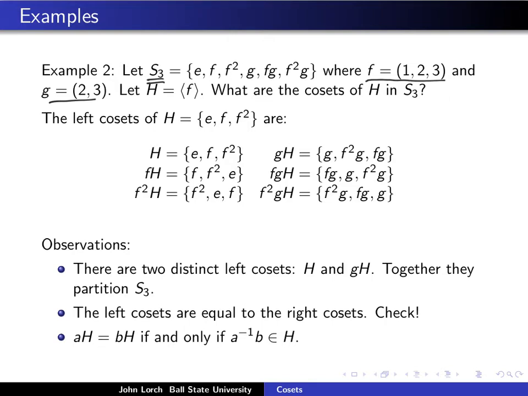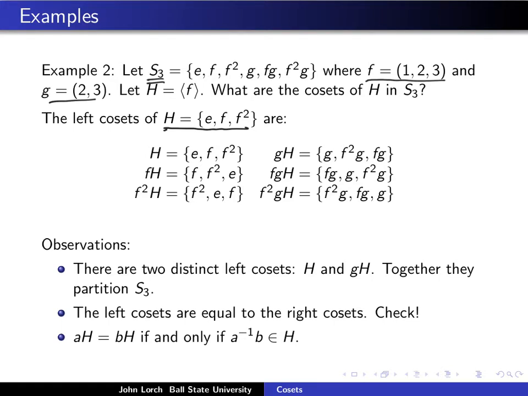Now our subgroup H is going to be the cyclic group of order 3 generated by F. And what we're going to do is compute the cosets of H in S3. So this time, as opposed to the last slide, we're going to write down exactly what the left cosets are. So again, H consists of the identity, F, and F squared. And if we take the left coset of H by E, we just get H again, and we already know what that is.